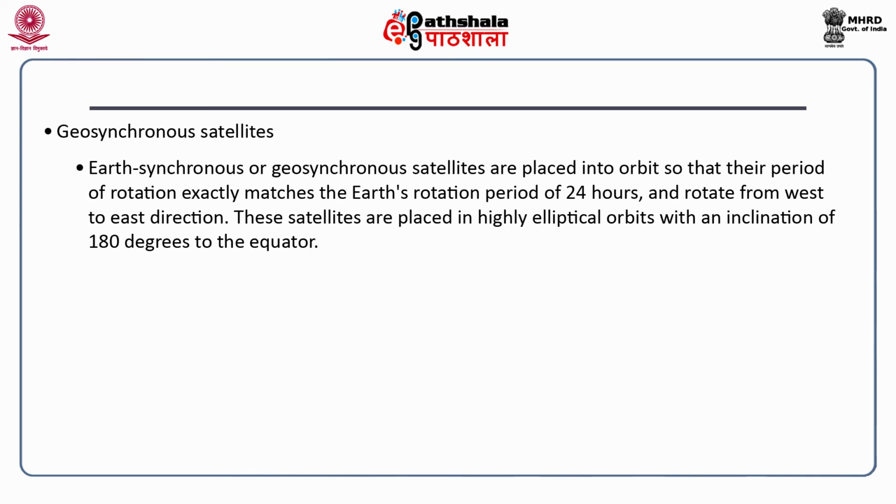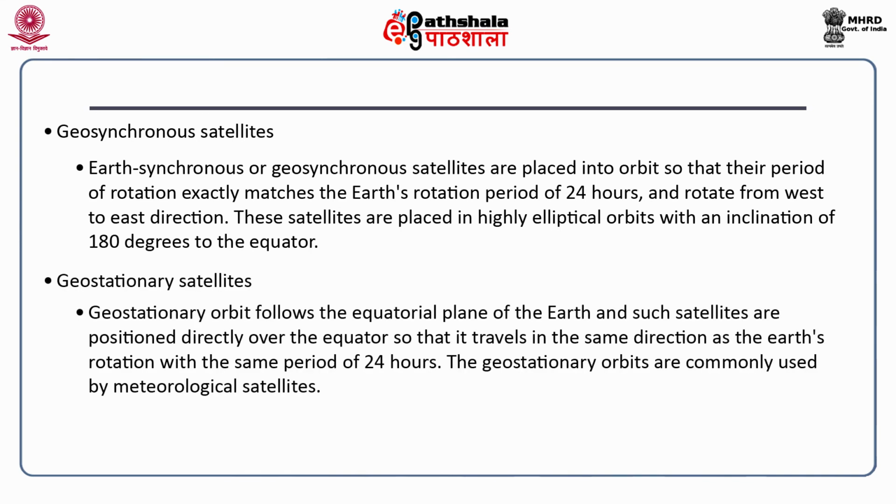The orbit followed by geostationary satellites is the equatorial plane of the Earth, and such satellites are positioned directly over the equator, so that it travels in the same direction as the Earth's rotation with the same period of 24 hours. The geostationary orbits are commonly used by meteorological satellites.